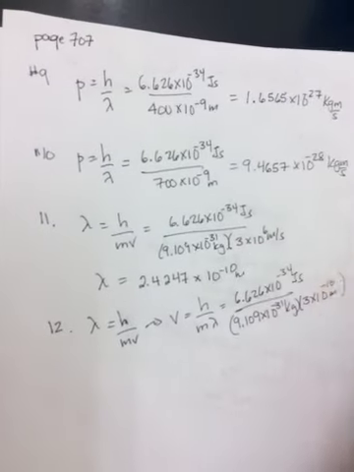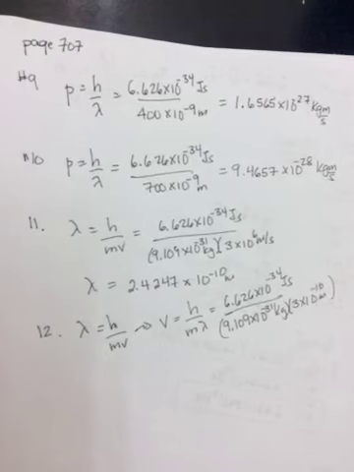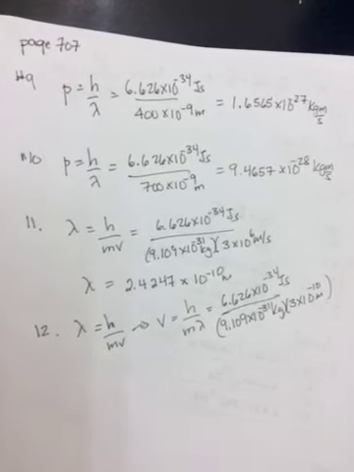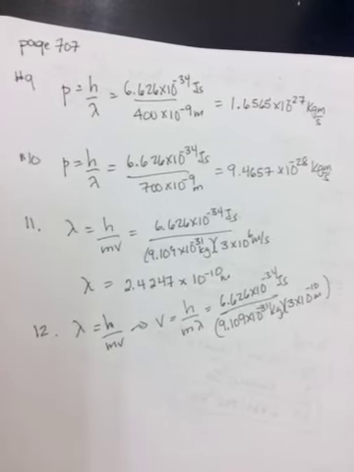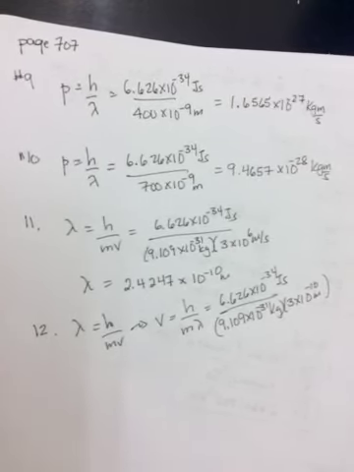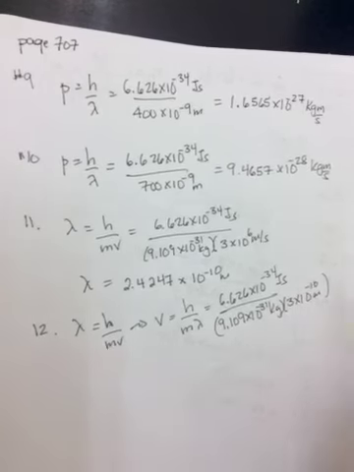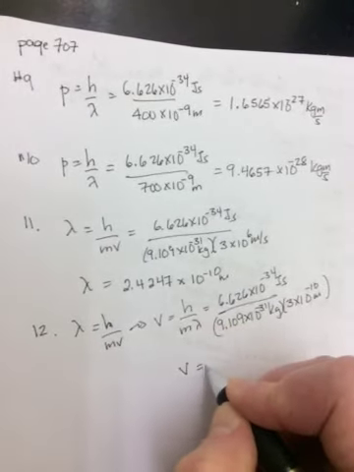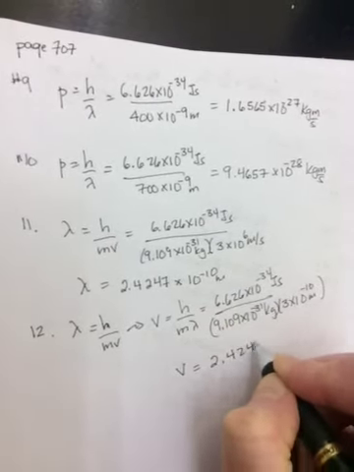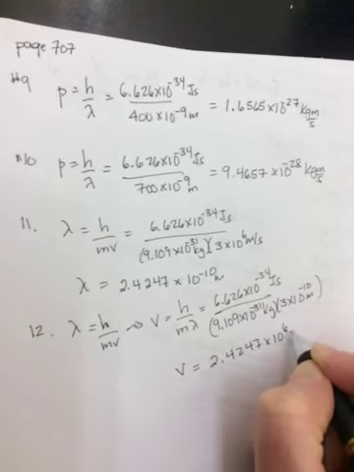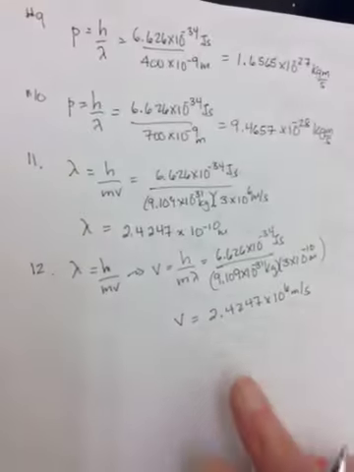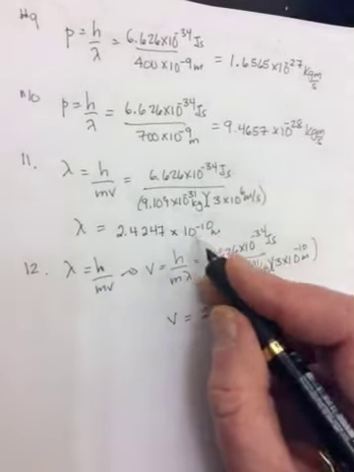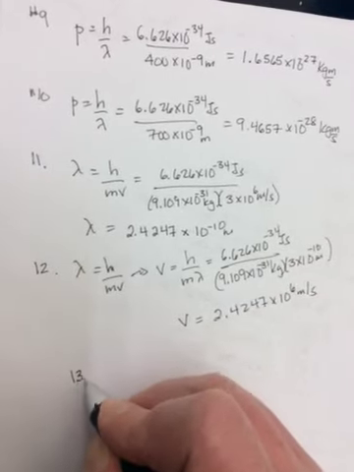Was it? Yes. All right. So 6.626 to the negative 34 divided by 9.109 to the negative 31 times 3 to the negative 10. And that should give you a speed of 2.4247 times 10 to the 6 meters per second. All they did was switch this speed number with this, and you got the same answer. I could have done that in my head if I had noticed.